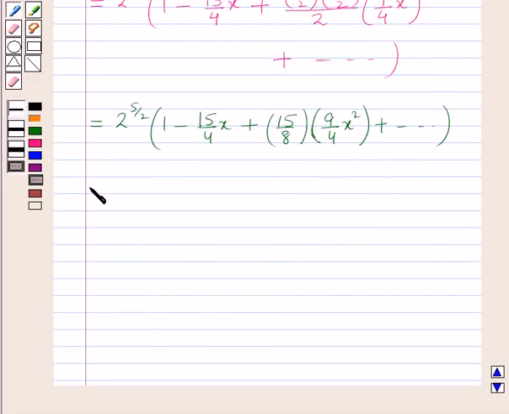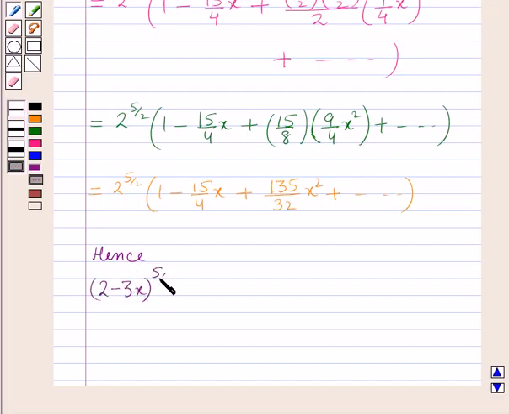And this will be equal to 2 raised to power 5 by 2 inside 1 minus 15 by 4 x plus 15 into 9 is 135 and 8 into 4 is 32. So it will be 135 over 32 x square plus so on. Hence, the expansion of (2 minus 3x) whole raised to power 5 by 2 up to 3 terms is equal to 2 raised to power 5 by 2 inside 1 minus 15 by 4 x plus 135 over 32 x square plus so on.